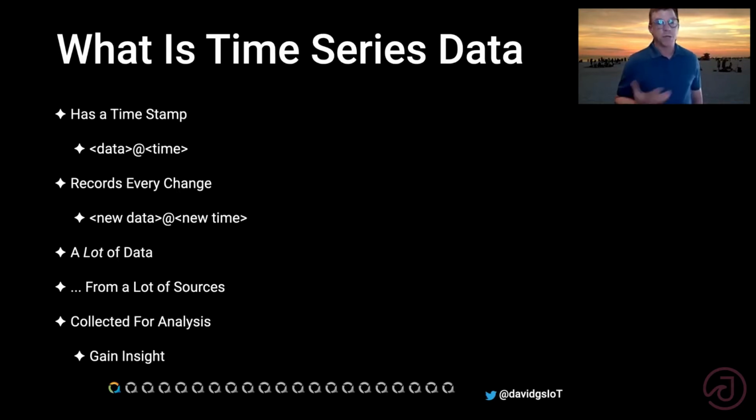for IoT. So time series data is basically any data that has a timestamp attached to it, right? It records every change. So any time the data changes over time, you get the new data with the new timestamp. It's typically a lot of data, and I'll go into a little bit about how much data we're actually talking about. And it's from a lot of sources. If you're doing an IoT deployment, you're typically collecting lots and lots of data from lots of different things that you are instrumenting. And you're typically collecting it so that you can gain insights into what's going on and make decisions for whatever business you're in based on that data.